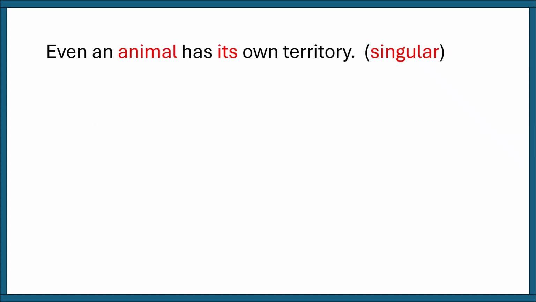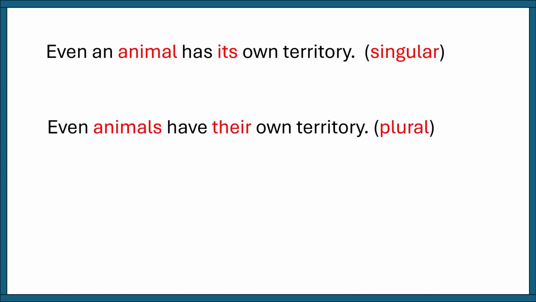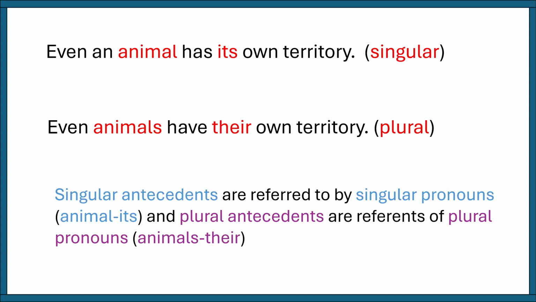Even an animal has its own territory. Here in this example, an animal is the subject that is singular. That's why it takes the singular pronoun its. Even animals have their own territory. In this example, animals, the subject, is plural. That's why it takes the plural pronoun their. In conclusion, singular antecedents are referred to by singular pronouns and plural antecedents are referred to by plural pronouns.